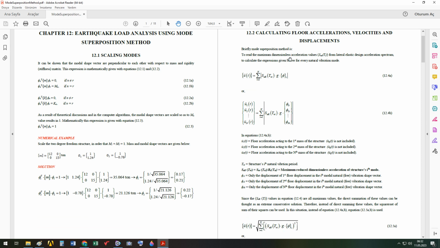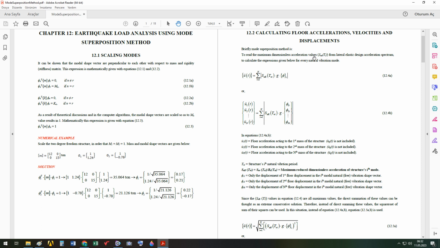Mode superposition method is very easy. What we do is reading the dimensionless floor acceleration values from lateral elastic design spectrums and use this formula. Here, this value is divided by a reduction factor as per Turkish code. In your country, maybe you are allowed not to reduce it.